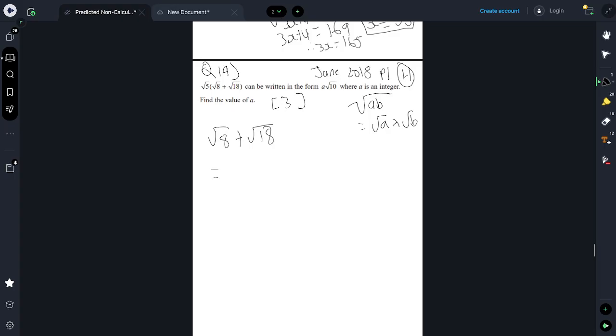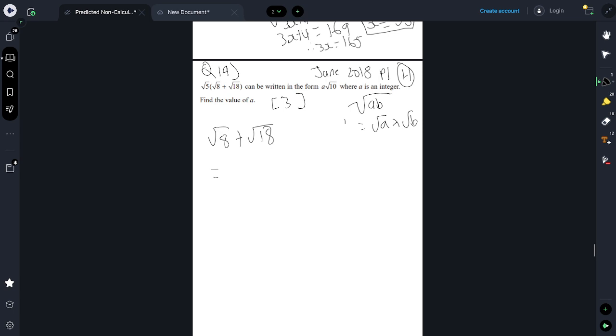Now, when you add two surds, you have to make sure they both have the same root under. That's the only way you can add. So what we're going to need to do is simplify root 8 and root 18 and see what we get. And we're going to use this law. This surd law is going to be a massive help. That's how we're going to do it.